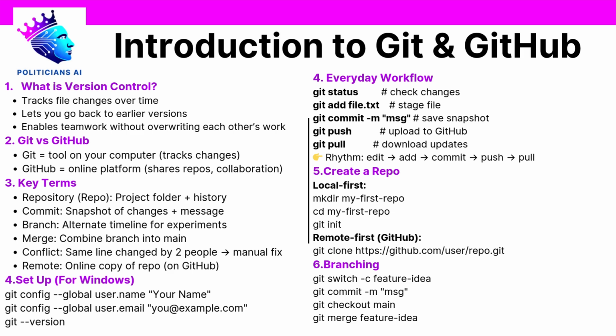Creating a repository. There are two common starting points. In a local first start, you already have a folder of work and you ask Git to begin tracking it. In a remote first start, you create an empty repository on GitHub and clone it down to your machine. Both paths land you in the same place, a project with history that you can share. If you begin locally and later want to publish, you add the GitHub remote, set your main branch, and push your history so others can see it.